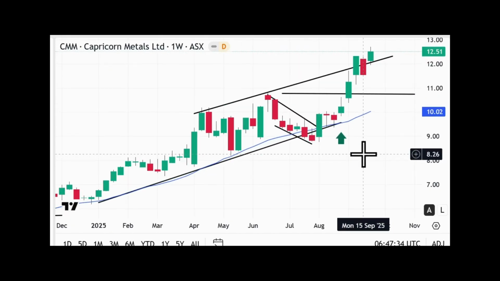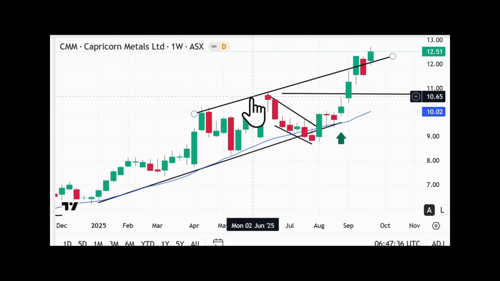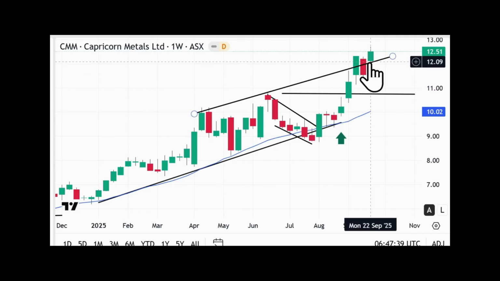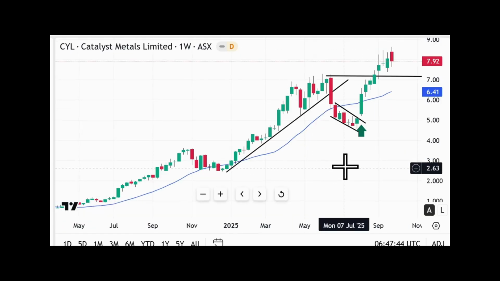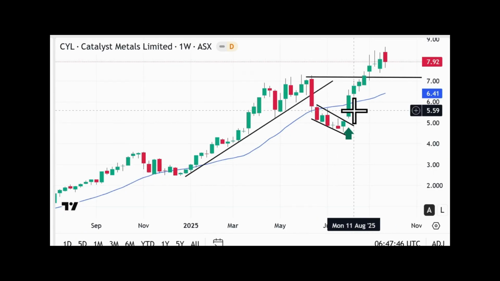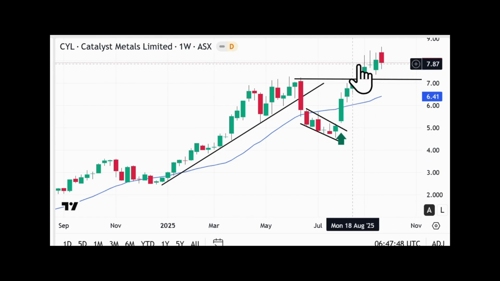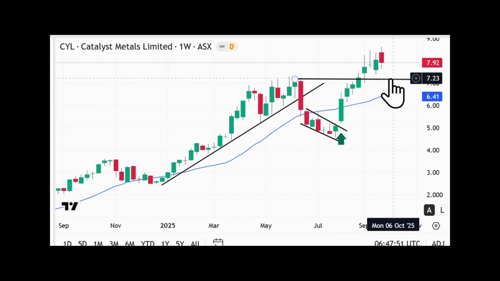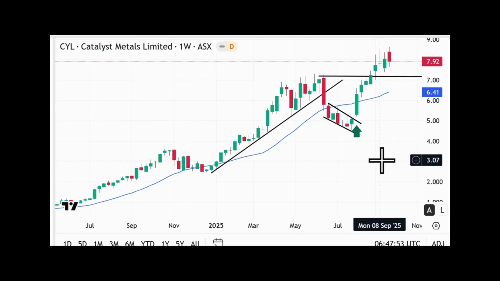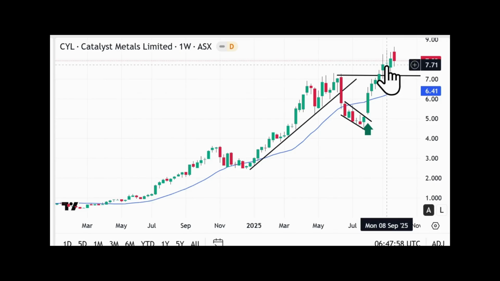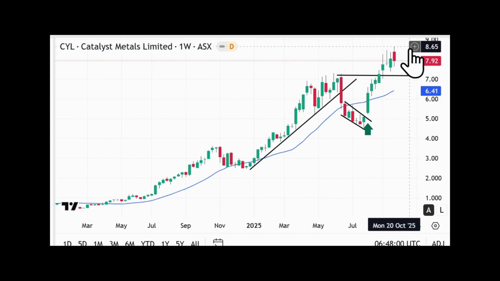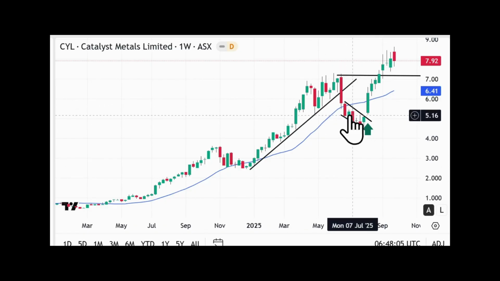Capricorn. Okay, so it's poked its head above the trend line, sitting very comfortably there. Catalyst. Well, that's setting up really nicely. If that can keep going, that's what you want to see, consolidation and then up. And there's one of those declining channels, bullish when broken.